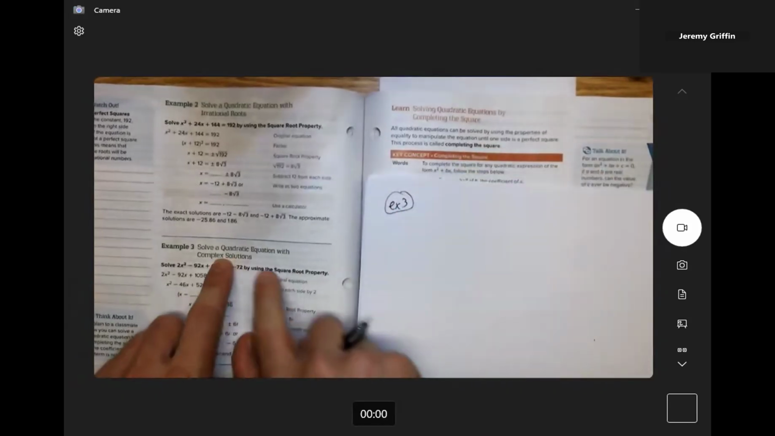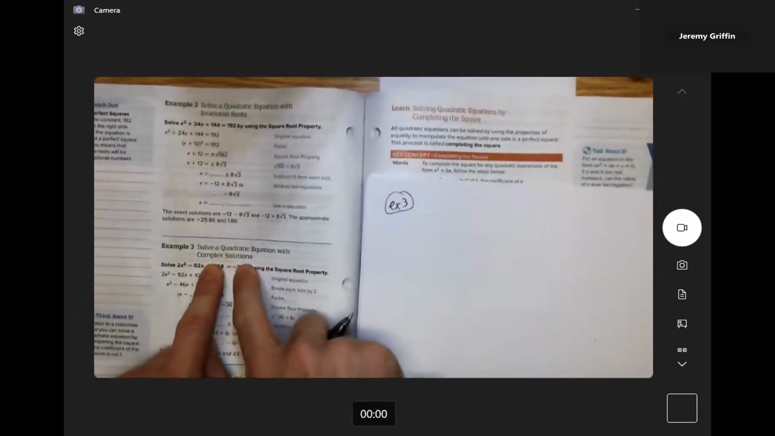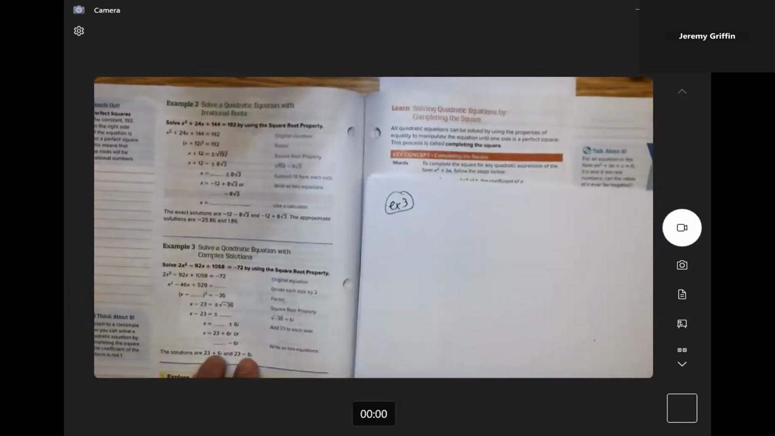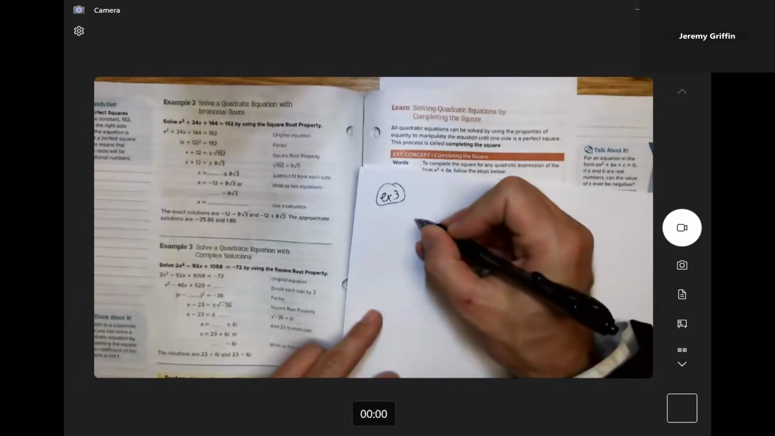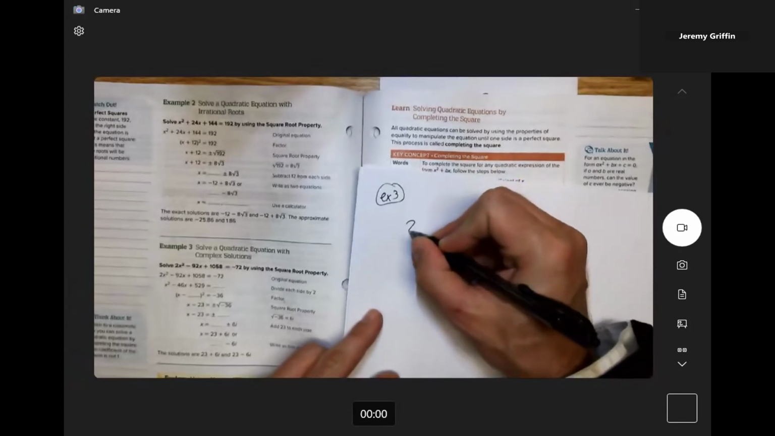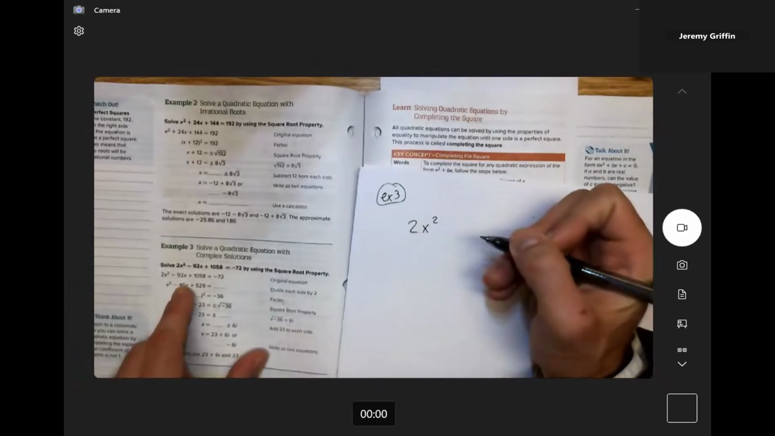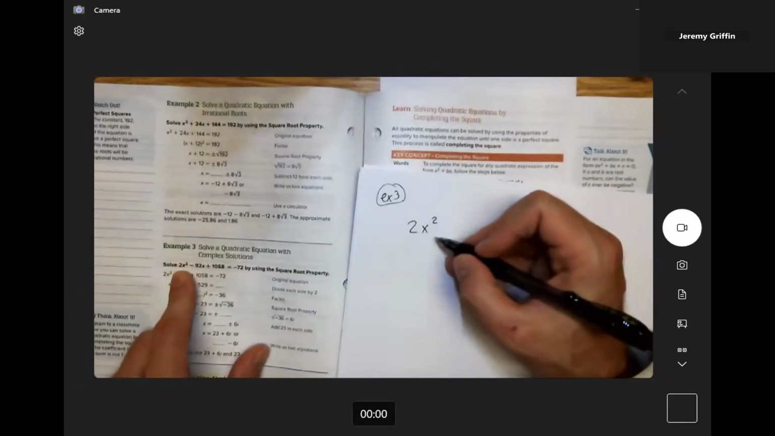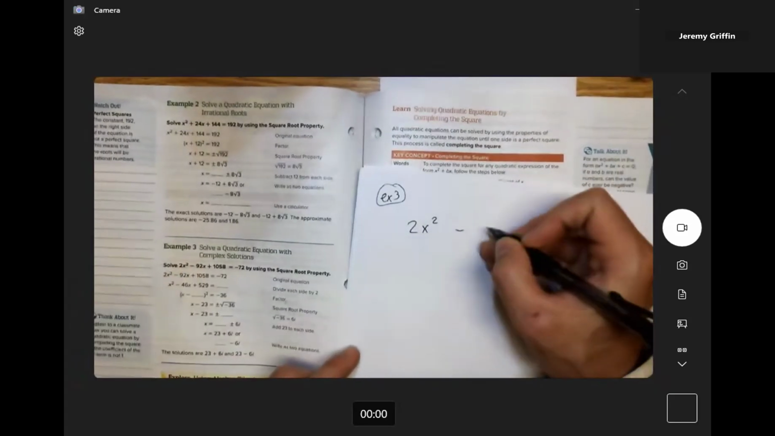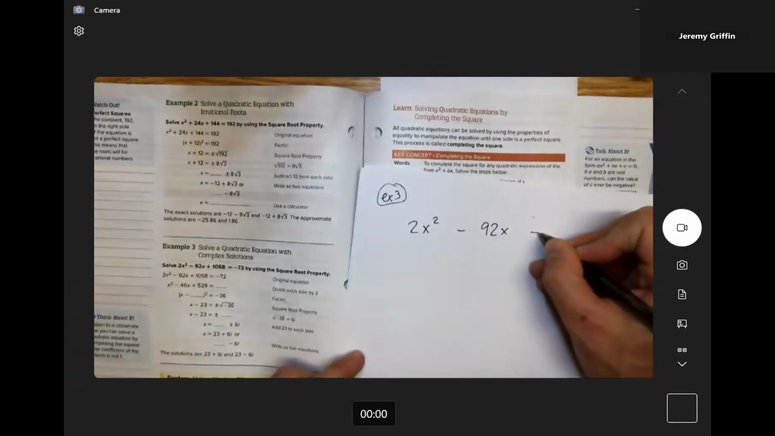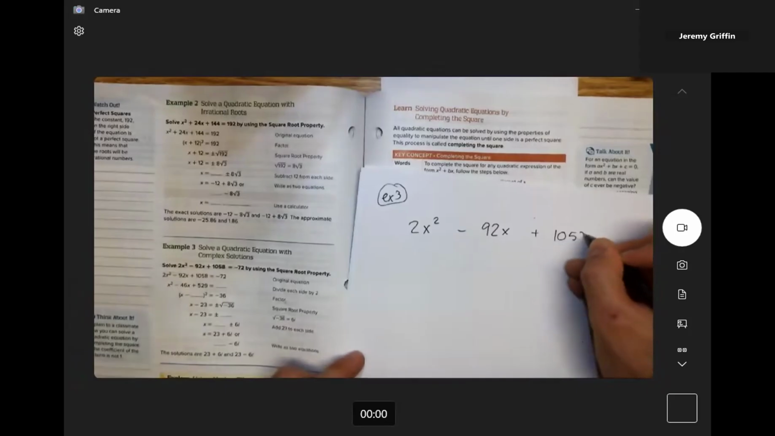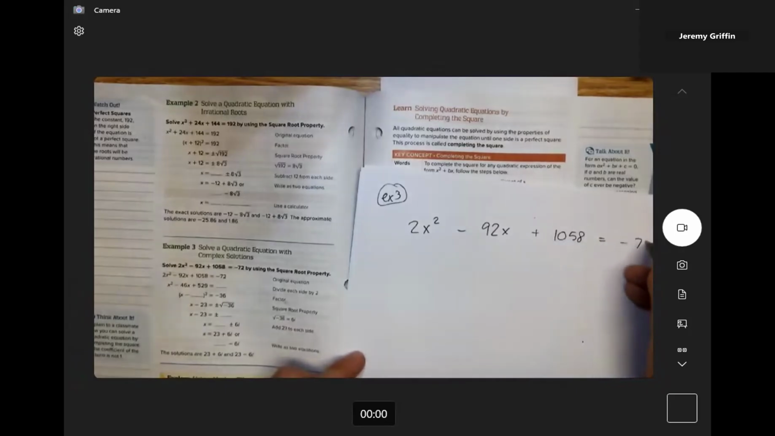Let's see, solve the quadratic. Oh, complex solutions. Okay, here we go. Complex means imaginary. We're going to get some i's. That's okay. You guys have done plenty with i's in the last week. Also, we've got a leading coefficient on this x squared. That's interesting. 2x squared minus 92x plus 1058 equals negative 72.